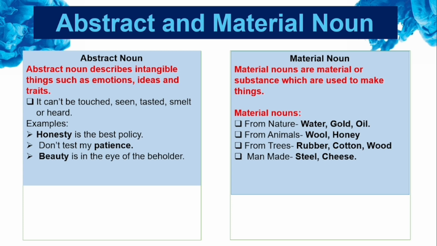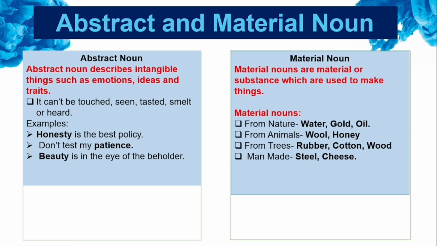Now material nouns को भी हम classify कर सकते हैं further, like material which we get from nature, from animals, from trees and man-made materials, right? So from nature we get water, coal, gold, oil and so on. So these are the material nouns which we get from nature. From animals we get wool, honey, eggs. From trees we get rubber, cotton, wood. And from man-made, like steel, after making some changes, steel is made, right?